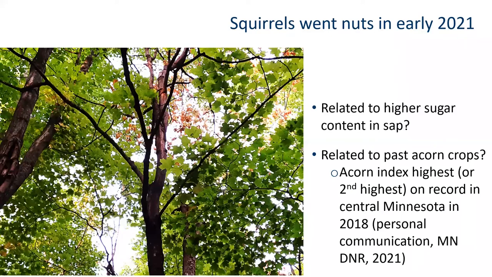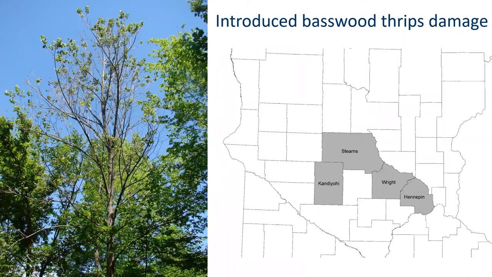I really wonder about past acorn crops. The Minnesota DNR wildlife section actually tracks black bear food abundance in the state. They've been doing that since like 1985. And indeed, in 2018, in the areas where I saw all this sugar maple damage from squirrels, the acorn index was at its record high all time since records are being tracked, or second highest in central Minnesota. So I do wonder if that really promoted some sort of squirrel population explosion. Anyways, that was kind of the fun thing, not really concerning, but just an interesting thing that happened this year.